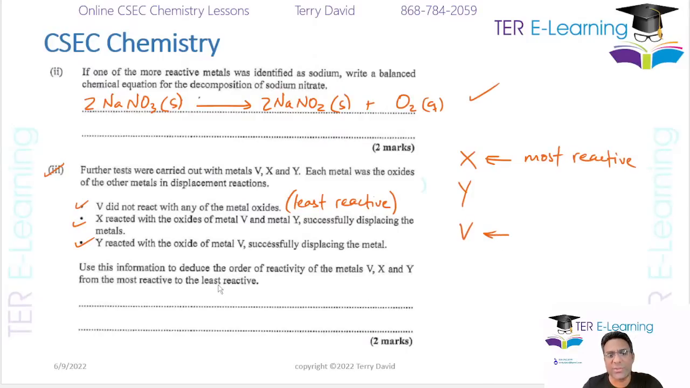Use the information to deduce the order of reactivity. Now, I always tell my class, pay attention to questions like these. How do they want the order of reactivity? Notice what I said: most reactive to least reactive. So therefore, it's going to go X, then Y, and then V, right? So that's the answer for that part.